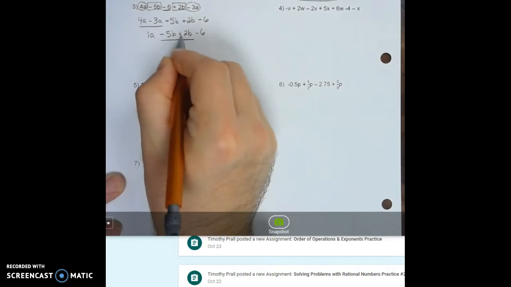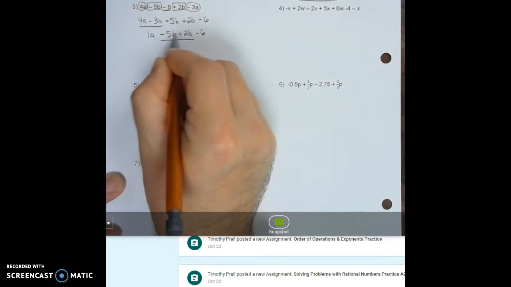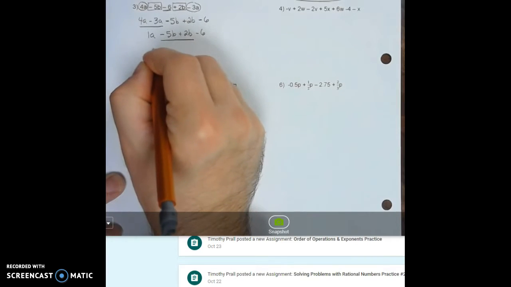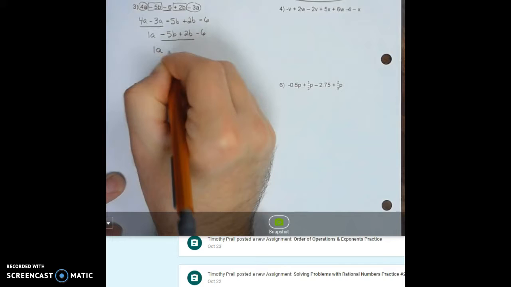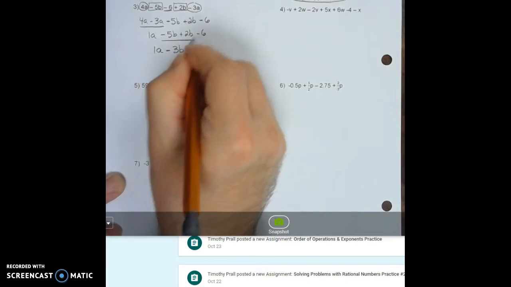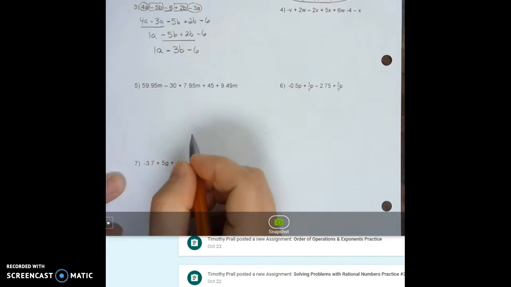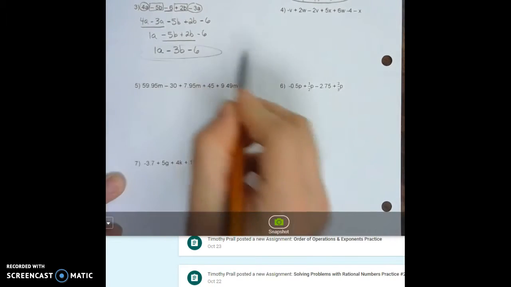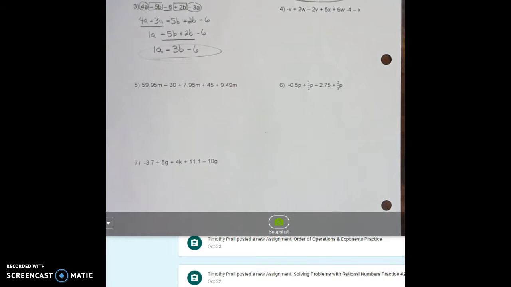Negative 5b plus 2b. They're different signs, so we would have to subtract, and that would be negative 3b. So we're going to have 1a minus 3b, because that was a negative 3b, and now minus 6. Okay, and now none of these are similar terms, so that's our simplified expression. 1a minus 3b minus 6.